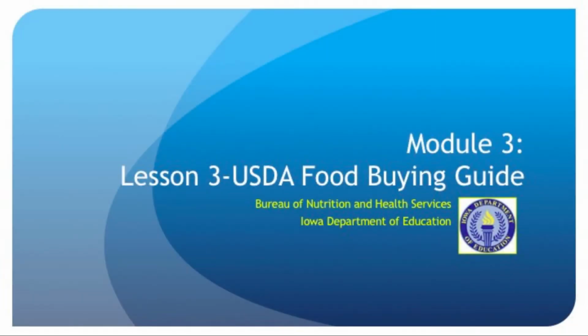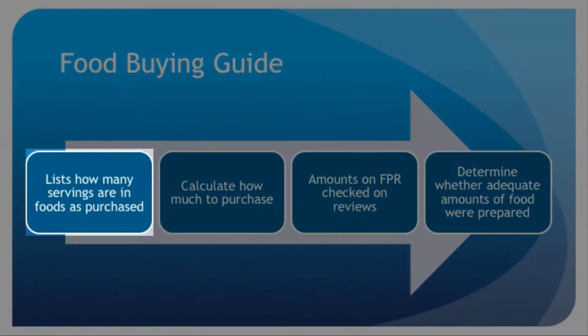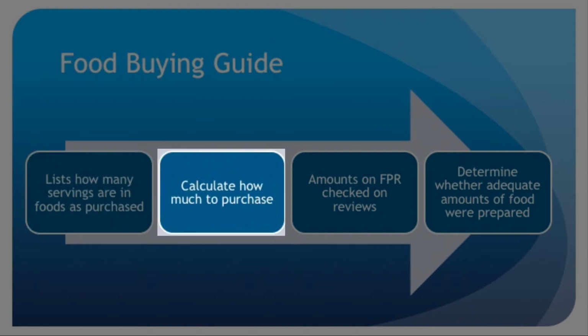Welcome to Module 3, Lesson 3, that discusses the USDA Food Buying Guide for Child Nutrition Programs. This lesson will also explain how to use the Food Buying Guide to complete the CACFP Food Production Record long form. The Food Buying Guide lists how many servings are in foods as purchased. With this information, you can calculate how much food must be purchased to meet meal pattern requirements for the projected number of people to be served.